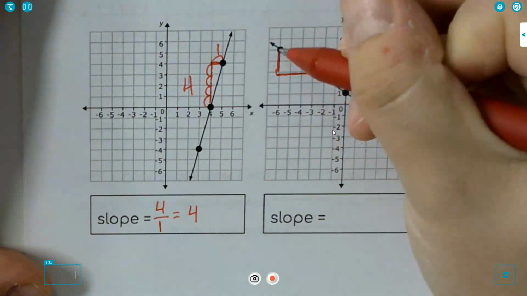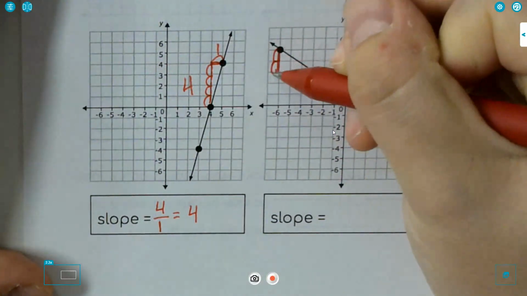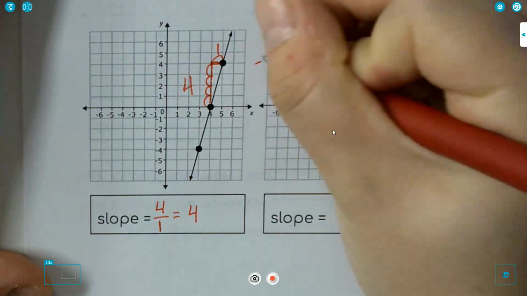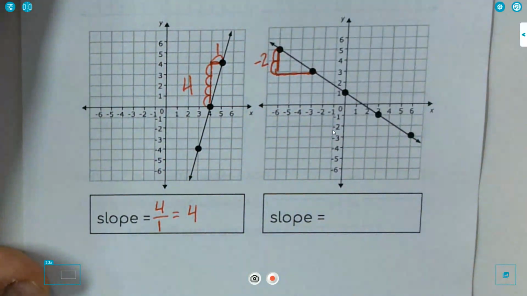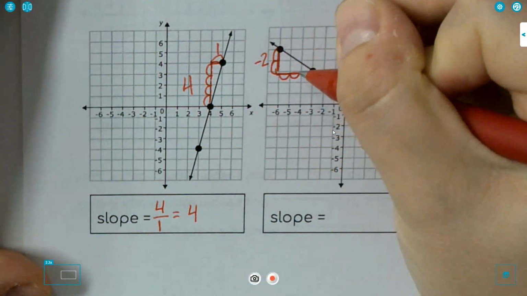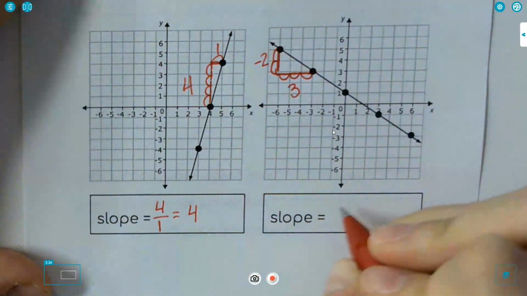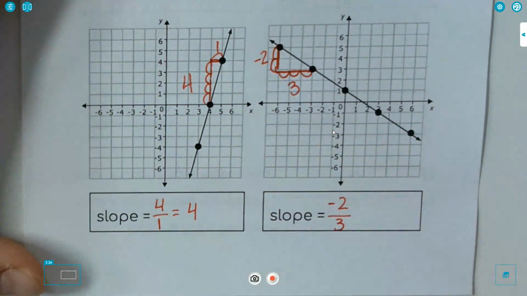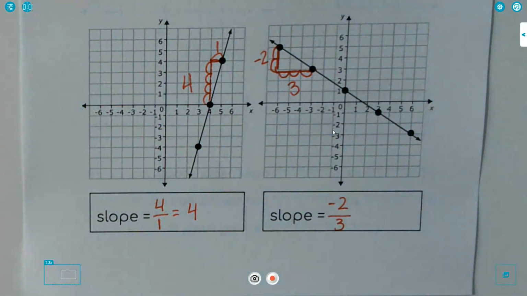How many spaces down do I go here? 2. So I go down 1, 2 spaces. So my slope is -2 over. I go to the right 1, 2, 3. So my slope is -2 over 3. Can that be reduced at all? No. Any questions?